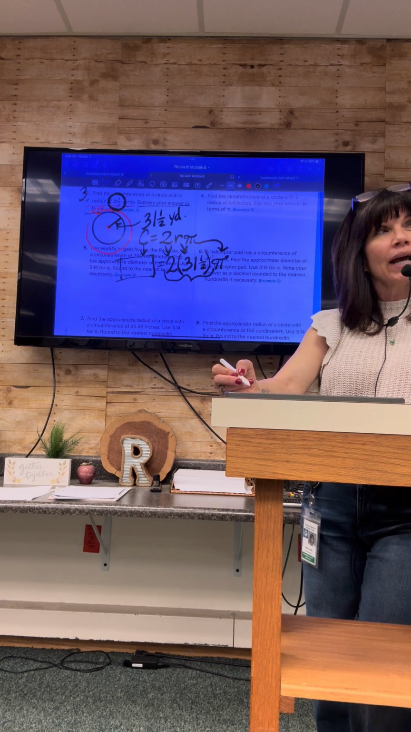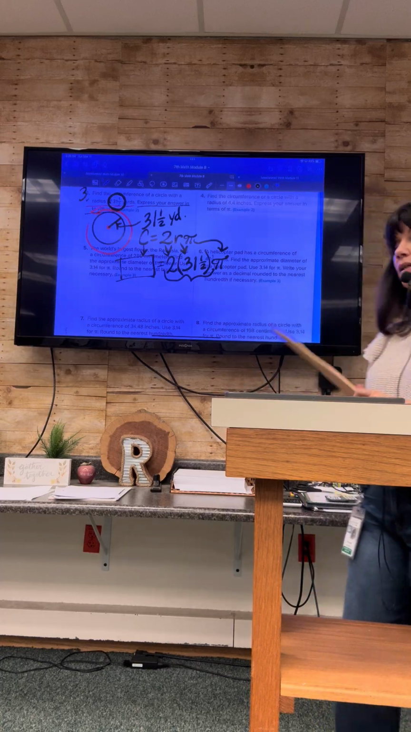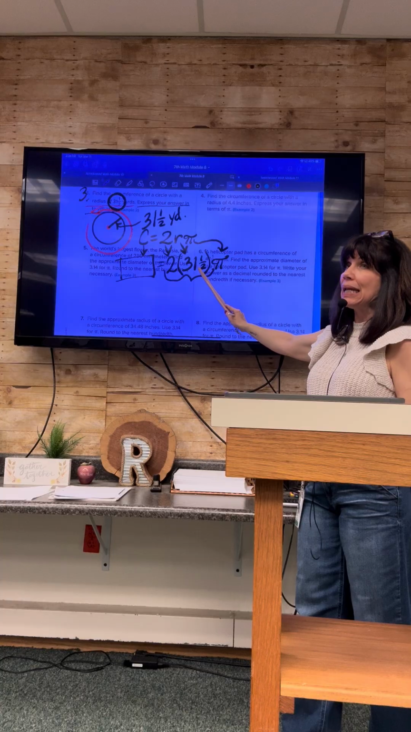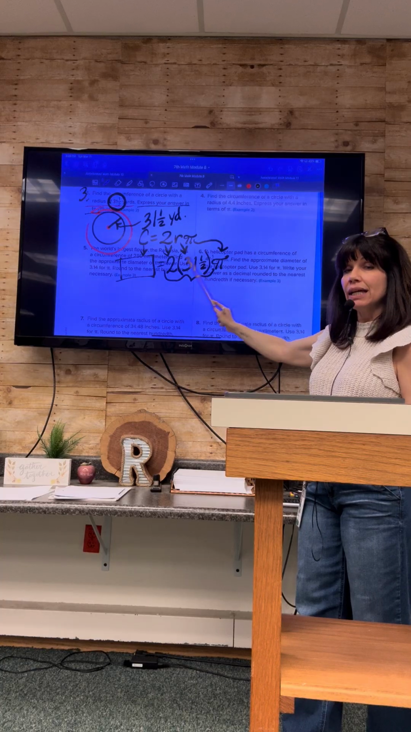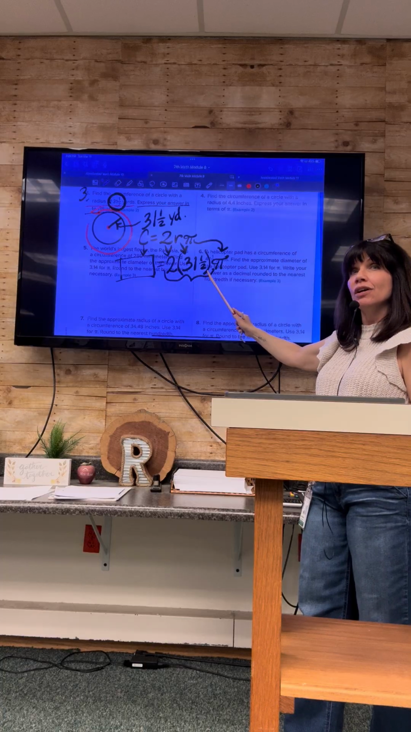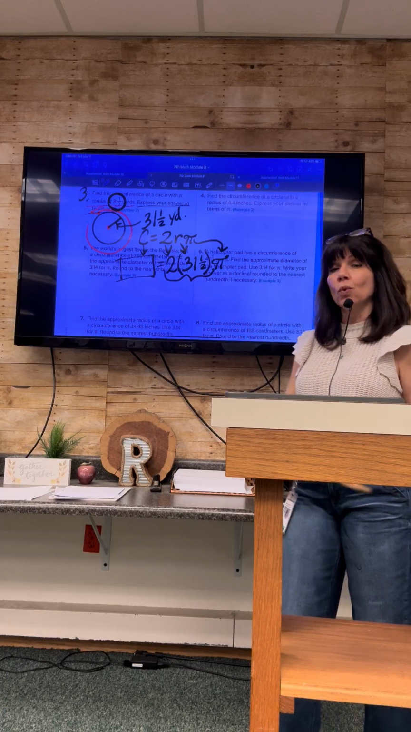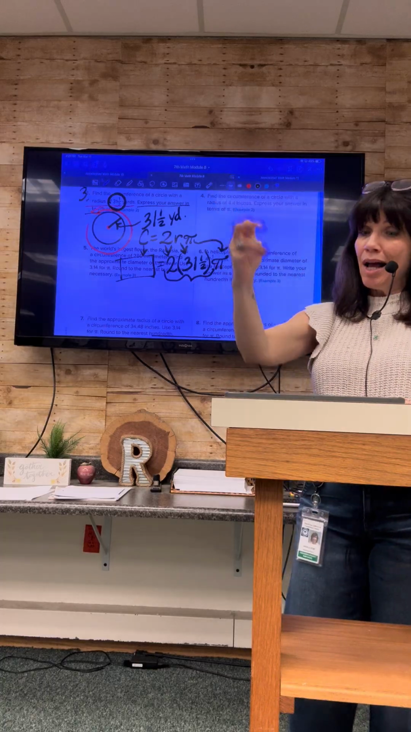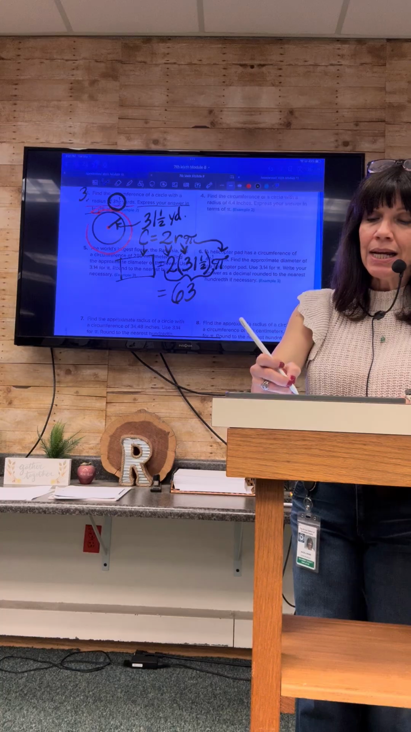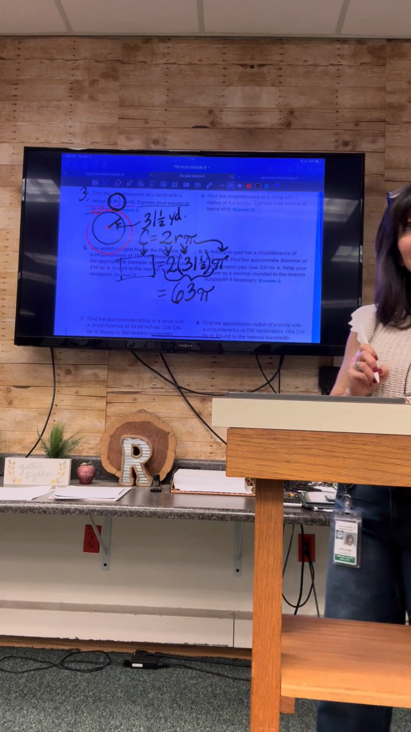Now I'm going to go ahead and do this one with you mentally. Can anyone tell me what 2 times 31 is? 62. It is 62. And what is 2 times 1/2? 1. So what is 62 plus 1? 63. Great job doing mental math, you guys. So please write 63 pi.